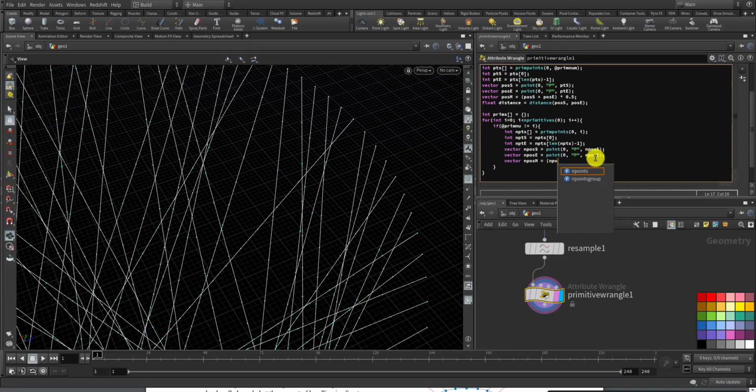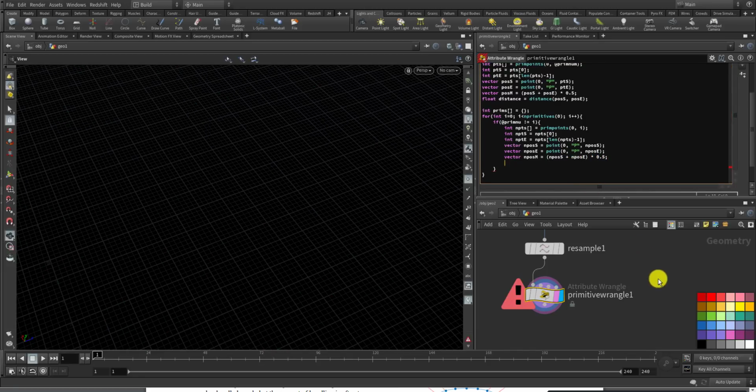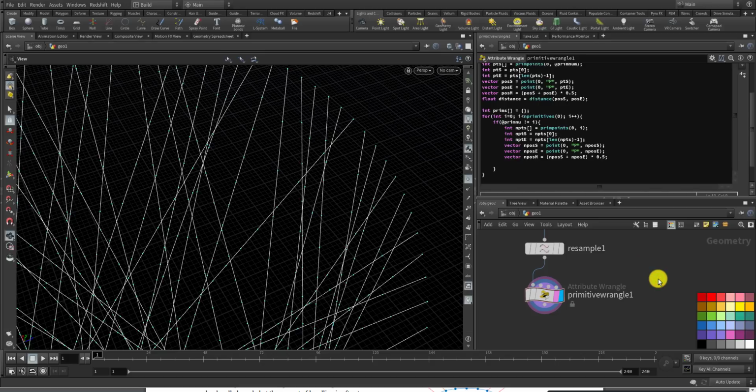Could do the same thing as the original pos M, just add NPOS_S plus NPOS_E multiplied by 0.5. Okay. Let's also calculate the distance. I'm gonna name this SNDist, the distance between NPOS_S and NPOS_E.